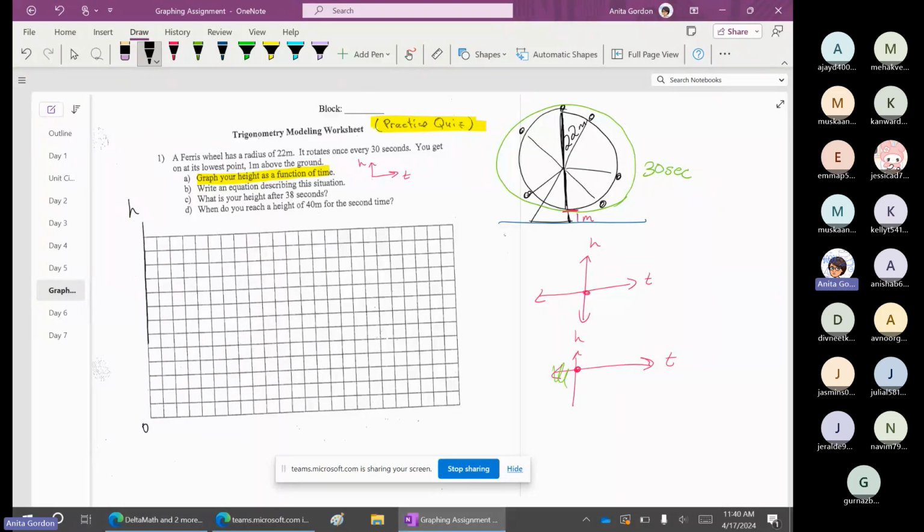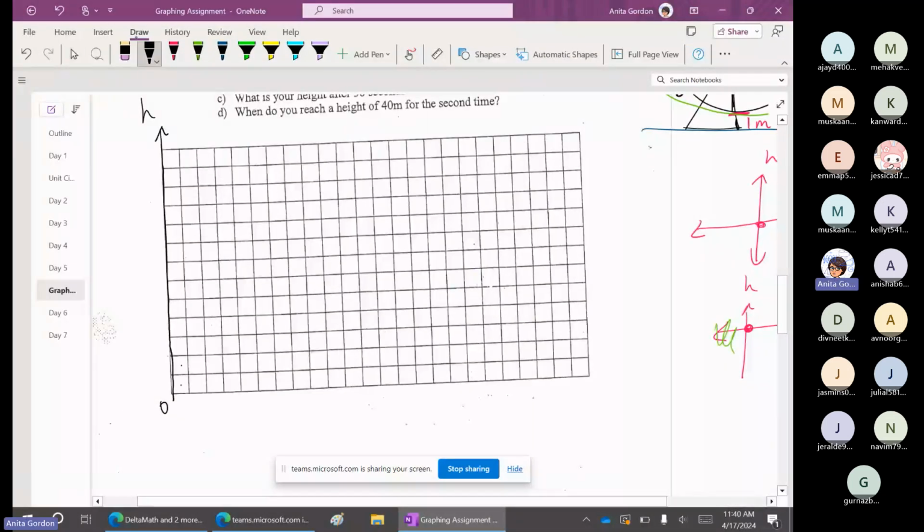Okay, so we need to be able to fit 45 meters on this scale for height. So to do that, we have to choose how much each square is going to be worth. So let's count it and see how many squares we got. 1, 2, 3, 4, 5, 6, 7, 8, 9, 10, 11, 12. We have 13 squares. So I'm going to take 45 meters and divide it by 13 squares. That gives me 3.46 something, so a little bit over 3. So I am going to choose my scale, each square to be worth 4. So I have a little bit extra room, okay?